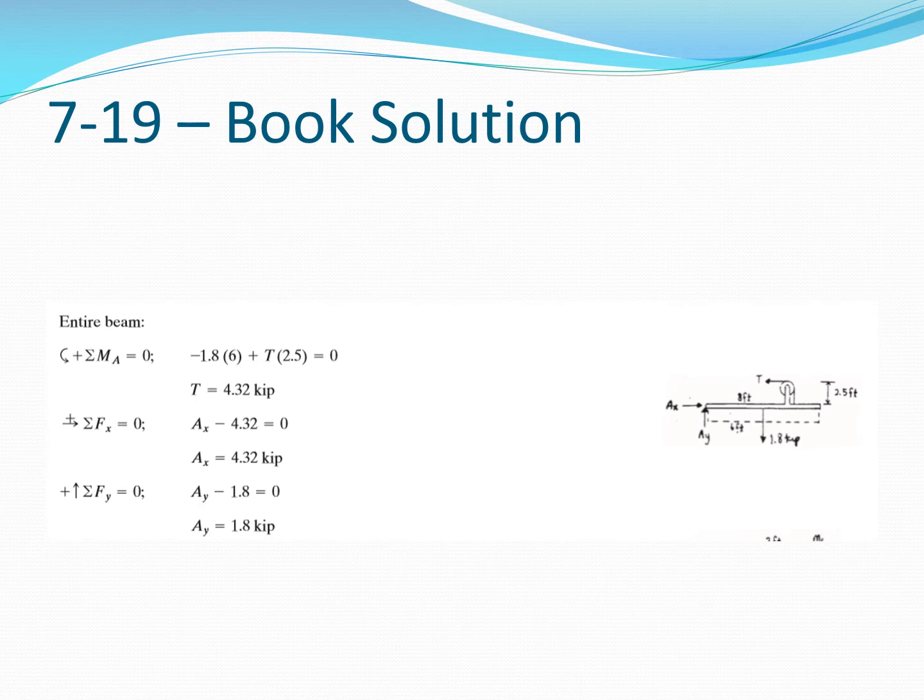So they start off with the entire beam and they find the external reaction forces. They want to find that tension, which is that thing at B. So they take a moment at A to get rid of the AX and the AY, and they write a moment equation at B to find the tension, which you can see there. Then they take that information and sum the forces in the X direction. You've got that tension in one direction and AX in the other direction, so of course they're going to be equal to each other. And then they sum the forces in the Y direction, and you have the distributed load made into a point load pulling down, and AY going up. So that gives you your AY value. So that's how the book did it.